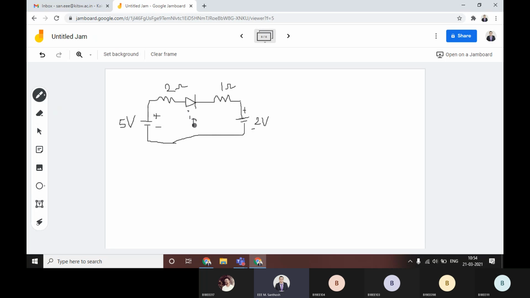Now if you want to find the value of ID, it is easy. Simply, to find the current, it is 5 minus 2, this voltage minus this voltage, divided by the total resistance, which is 3. That is the value of ID. That is 3 by 3, which, as our friend already told, is equal to 1 ampere. Exactly, you will get 1 ampere with this kind of problem.